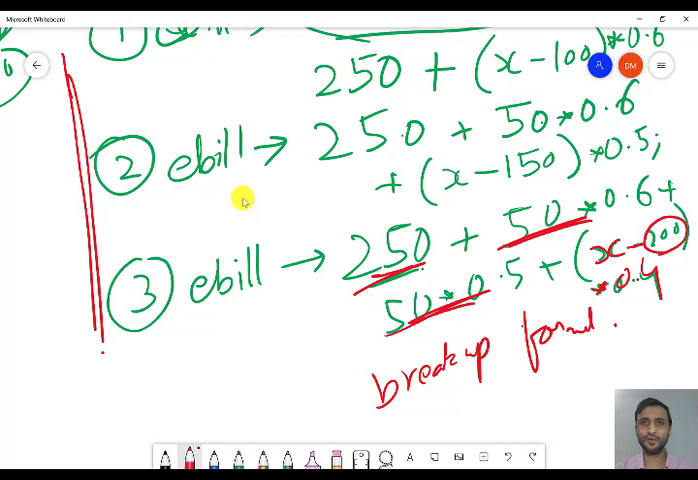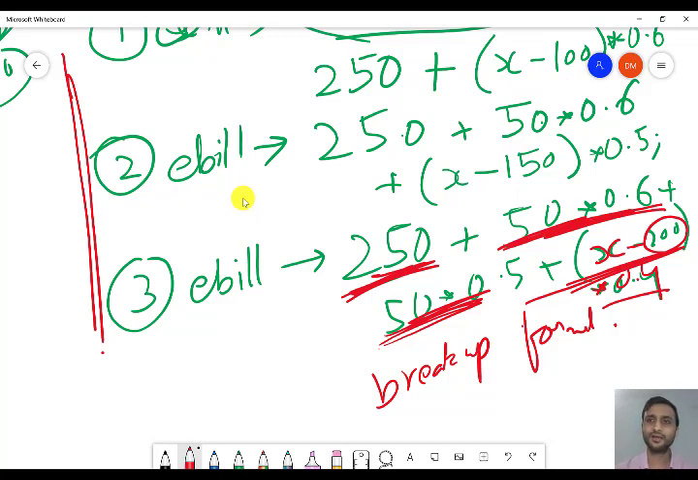Why is it called a breakup formula? Because there is a different calculation for different units. For the first 100 there is a different calculation. For the next 50 there is a different calculation. Again for the next 50 it is a different calculation. For more than 200 it is again a different calculation. Therefore this is called a breakup formula. We are not using a single formula for all the units. For different ranges of units we are using different formulas. Therefore this is called a breakup formula.